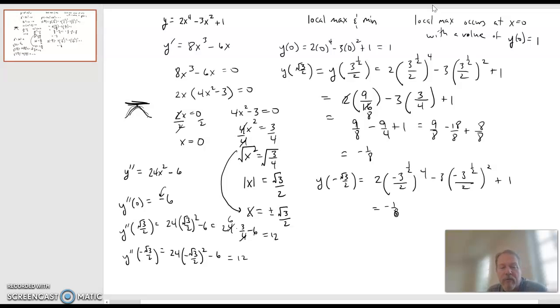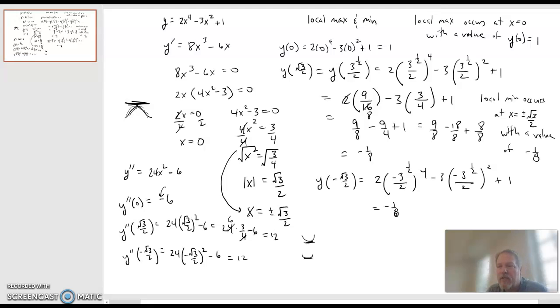Square root of 3 over 2 and negative square root of 3 over 2 are both local mins. They are positive, which means they're both smiling. And I'm at the bottom with a slope of 0 at both those smiles. So they are local mins. Local min occurs at x equal to plus or minus square root of 3 over 2 with a value of negative 1/8. It's a tie.